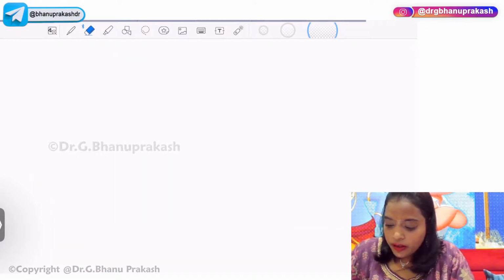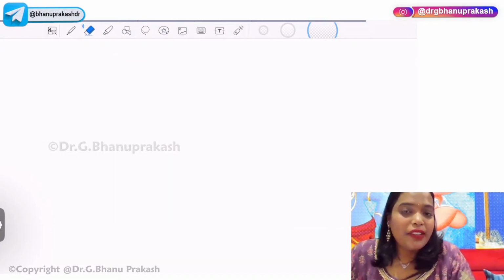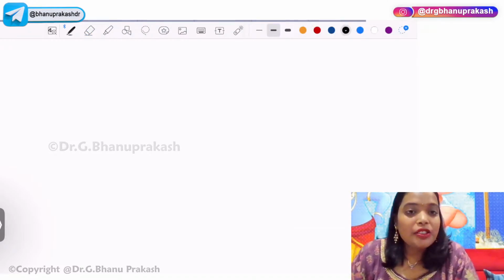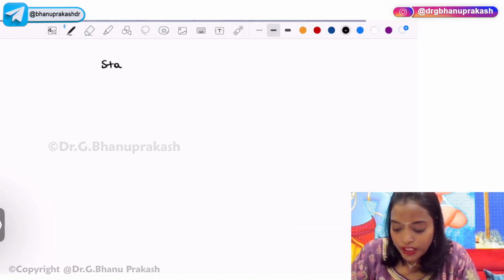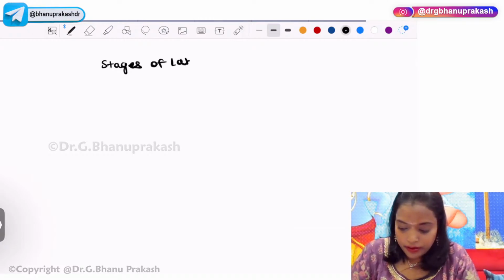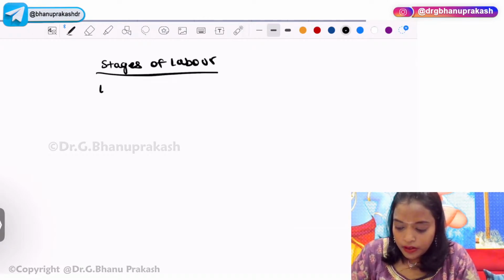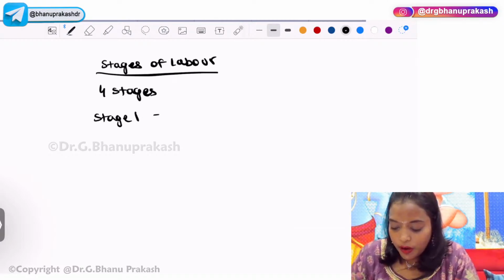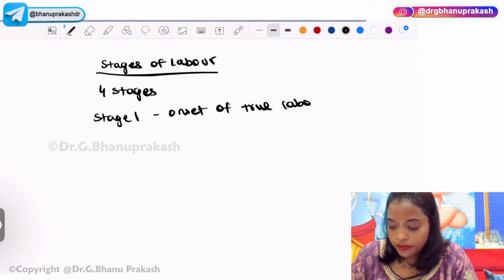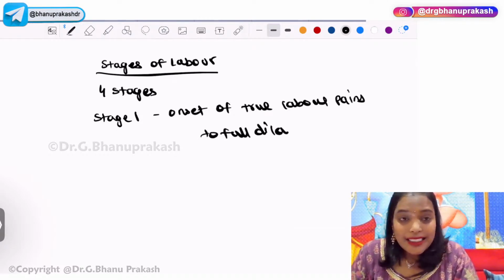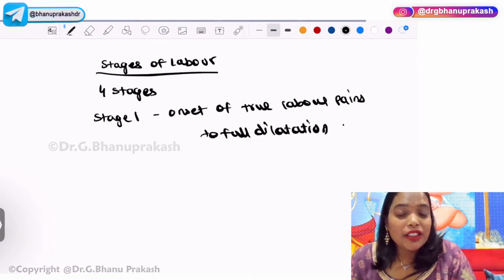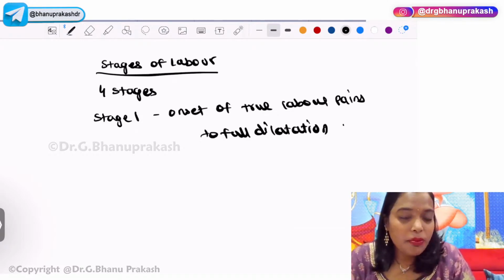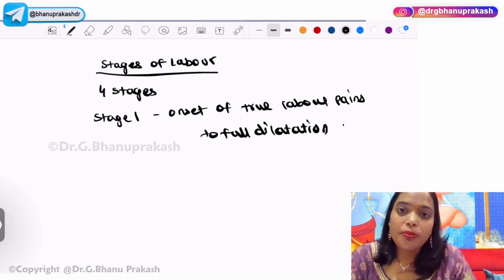So we'll start with the revision of labor and then we'll go to the gynae. First, how many stages of labor do we have? We have 4 stages of labor. Stage 1 is from the onset of true labor pains to full dilatation, whereas stage 2 is from full dilatation to expulsion. Stage 3 is expulsion of placenta. Stage 4 is 1 hour observation post-delivery.